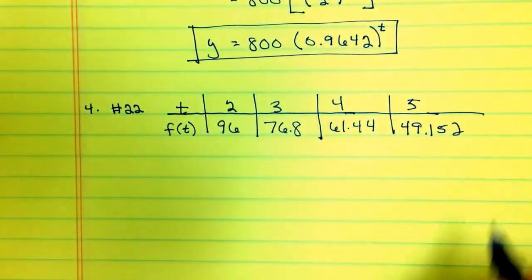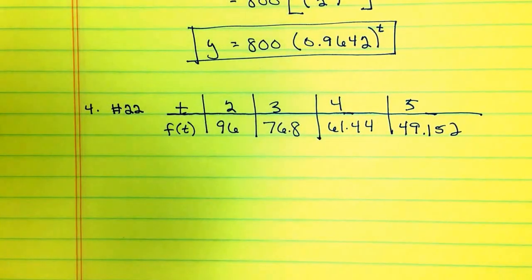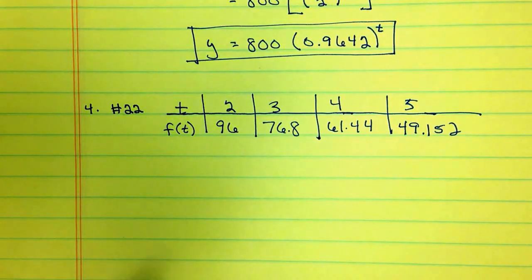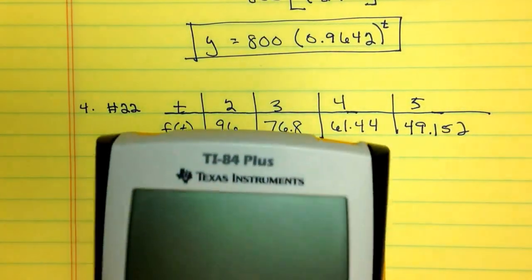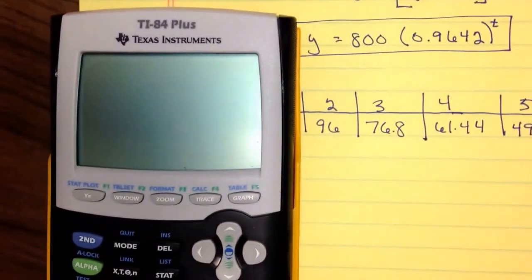All right, so this is the table that we're given in number 22. So what we want to do is very similar to when we use linear regression. We're going to use something called exponential regression. So we want to take this and put it in the calculator.